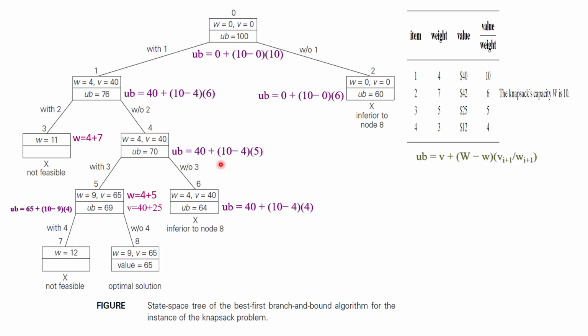Next you have to check for without 3. Without 3 means now you are not inserting that item. Then your W and V values remain as they are. That's why W is 4 and V is 40, and you have to find the upper bound, that is 40 plus 10 minus 4, and ratio of the fourth item, that is 4 here. If you calculate, you will get 64. So among 69 and 64, which one is maximum? 69 is maximum. That's why I'll discard this part because it is infeasible now. So now I have to continue this part.